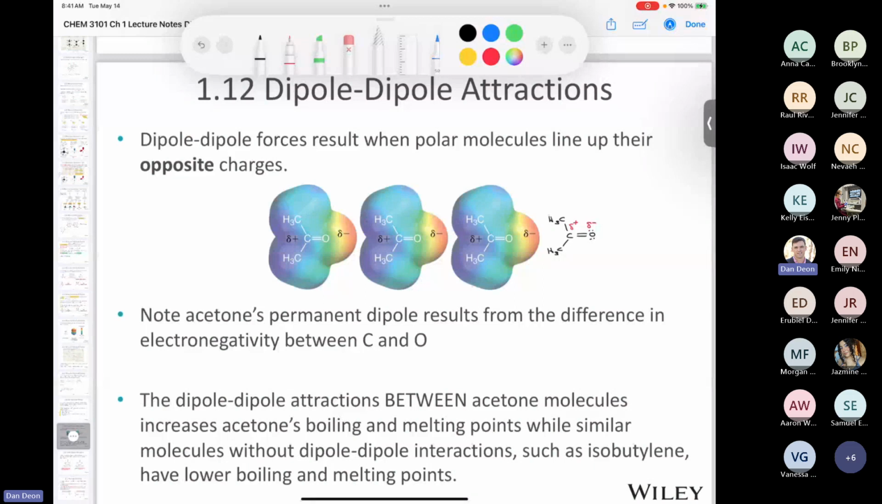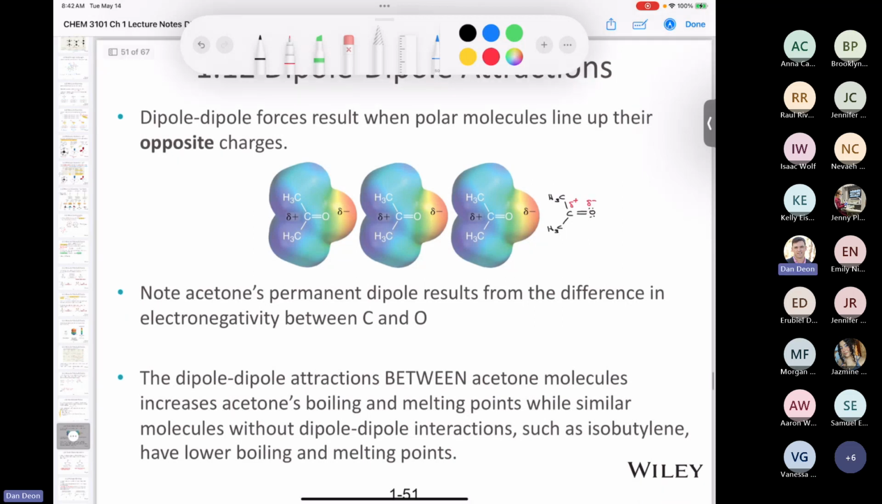You have to look for a polar bond in your molecule, and if the molecule has an overall dipole, then you're going to have dipole-dipole attractions. So it says here, and I'm reading down at the bottom, the dipole-dipole attraction between acetone molecules increases acetone's boiling point and melting point, while molecules that look similar, like isobutylene, have lower boiling points.